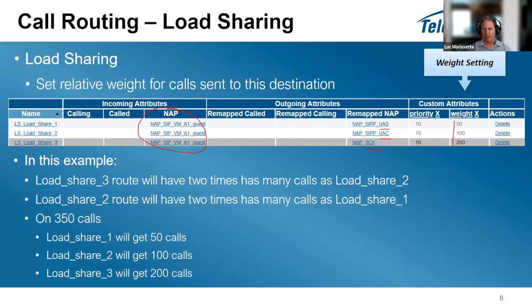So for example, in this case, load share 3, since the value is much higher, it will have 2 times as many calls as load share 2, and load share 2 will have 2 times as many calls as load share 1 here. And as an example, if you put 350 calls in the system, you will get approximately 50 calls for load share 1, 100 calls for load share 2, and 200 calls for load share 3. So you can add more load share routes with different weight, and it will distribute amongst all the possible routes in the system.